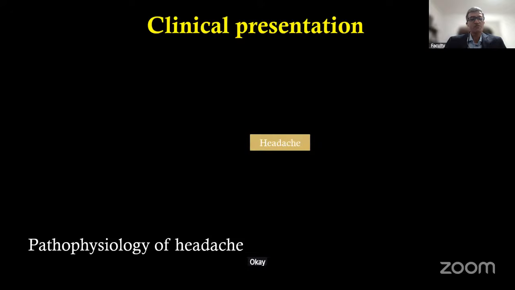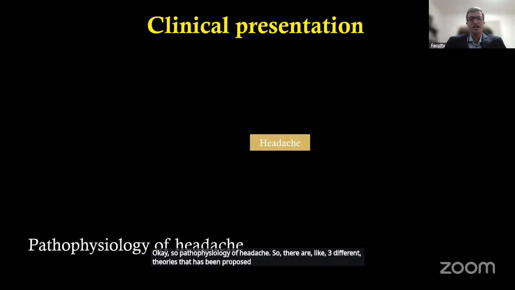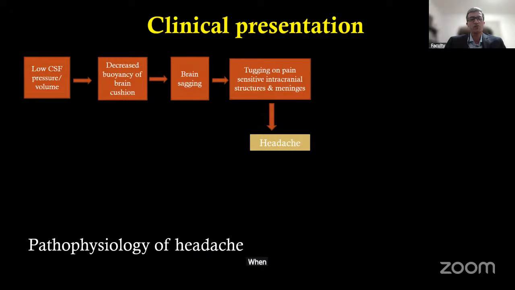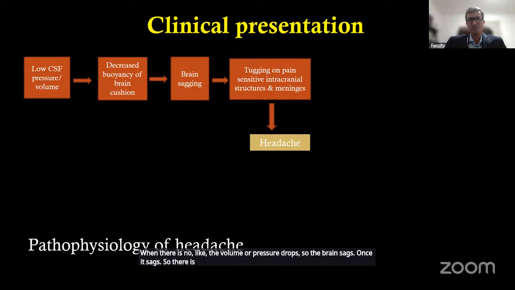Okay. So pathophysiology of headache. There are 3 different theories that have been proposed for why these patients have headache, right? One of them is, when there is loss of CSF, the buoyancy is gone. The CSF provides a cushion where the brain is kind of floating in it. When the volume or pressure drops, the brain sags. Once it sags, there is a tugging on the pain sensitive structures. So that results in headache.